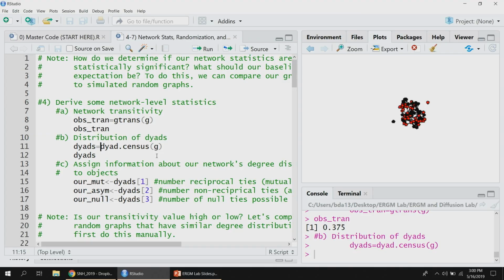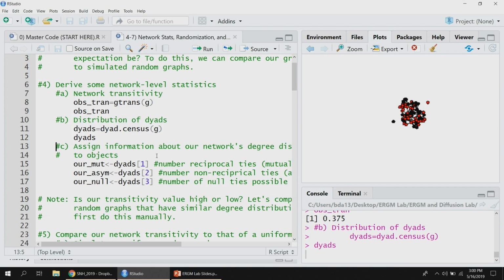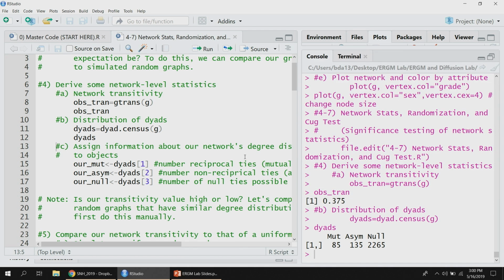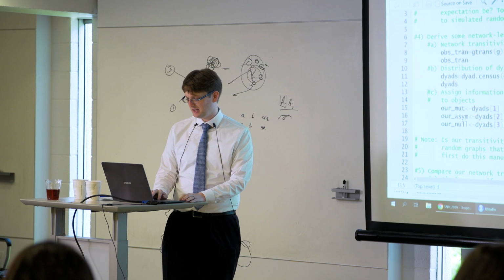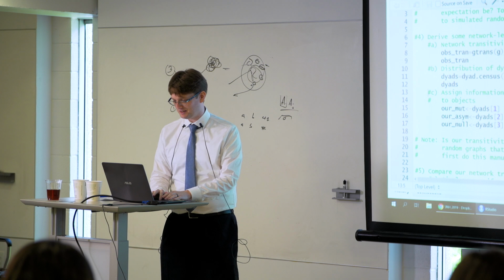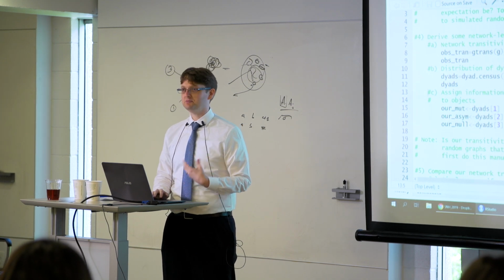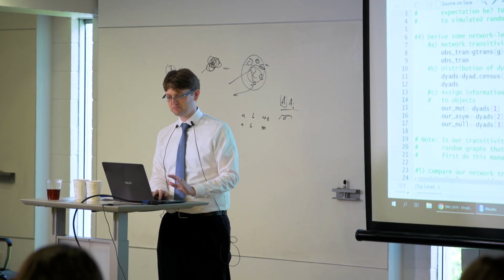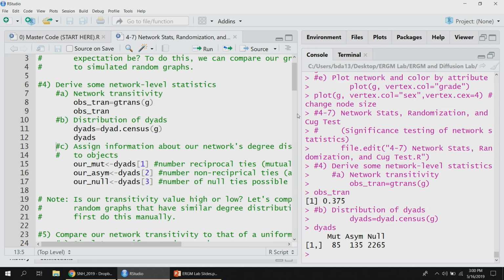We use the dyad census function. This gives us this variable that's dyads. It's counting the number of mutual ties in our network, or reciprocal ties: my friend nominated me, I nominated my friend. Asymmetric ties, that's when I'm nominating someone and it's unrequited love, they're not nominating me back. And then null ties, meaning possible ties that were never made. So we have this dyad information. We know the distribution of friendship ties in our network, and we're going to assign these two variables.